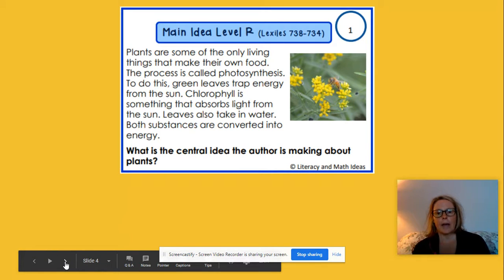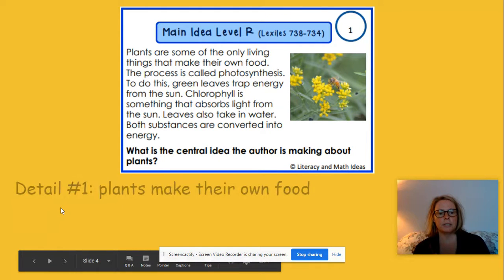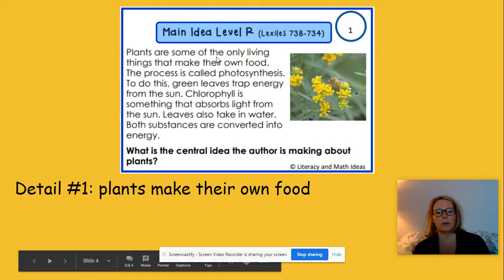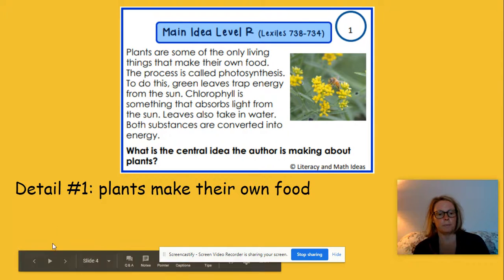The next slide will have, of course, the same passage, but now I need to come up with 3 detail sentences. And the detail sentences have to be able to support the main idea that plants use sunlight to create energy. So my first detail sentence or detail is plants make their own food. Right up here in the very beginning of the passage, it tells us that plants make their own food. I know that that food is energy.